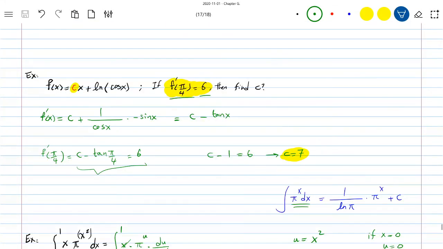Okay, this is it for this section, part 2. I'm going to stop at this point. We'll continue this chapter next time.